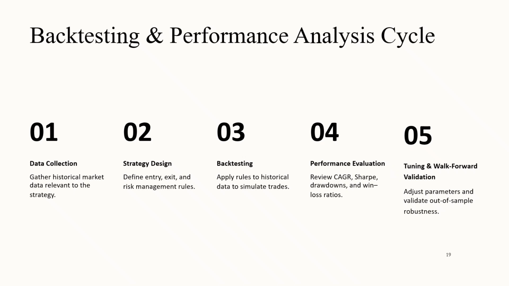Backtesting validates trading strategies on historical data to evaluate profitability, drawdowns, and risk metrics before live deployment. Robust backtesting addresses overfitting by using out-of-sample testing and walk-forward analysis. Performance analysis includes metrics such as CAGR, Sharpe ratio, maximum drawdown, and win-loss ratios. Backtesting also helps identify parameter sensitivity and strategy robustness under various market conditions.